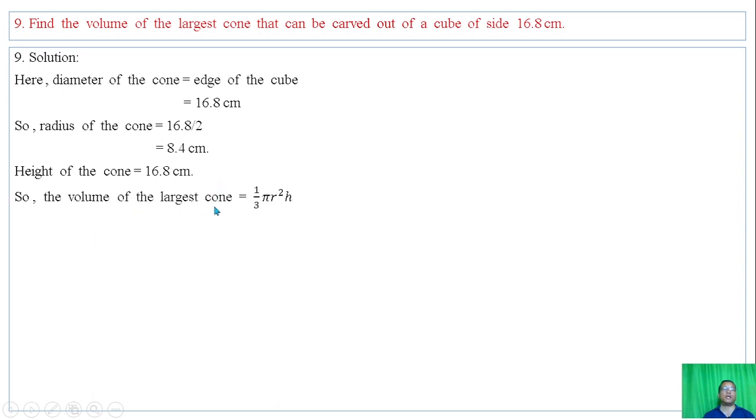So the volume of the largest cone is 1/3 pi r square h, where the r value is 8.4 and h is 16.8. Simplified, we get 1241.86 centimeter cube. It must be cube.